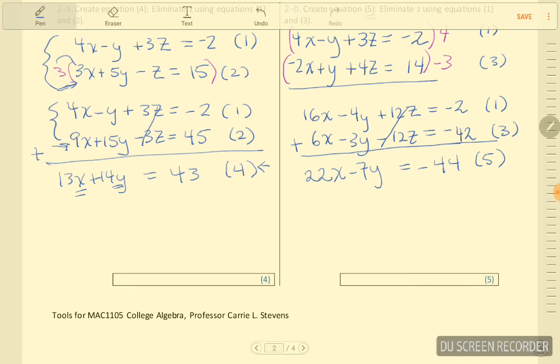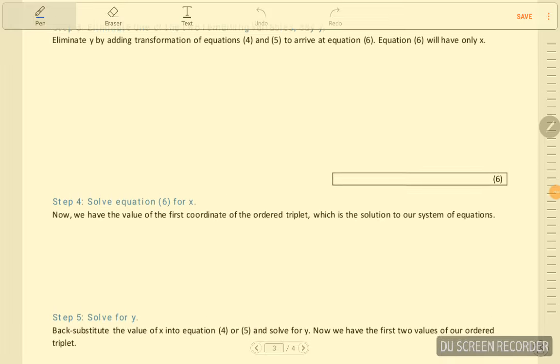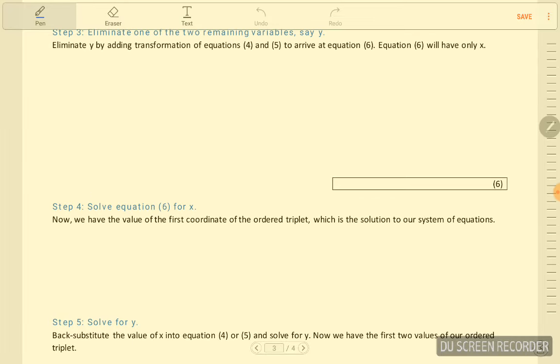So my fourth equation is 13x plus 14y equals 43. My fifth equation is 22x minus 7y equals -44. Now that I've done that, I'm ready to go on to my next step, which is to eliminate another variable. Alright, so the next step is to eliminate one of the 2 remaining variables, say y. So I'm going to take my new system of equations in 2 variables.